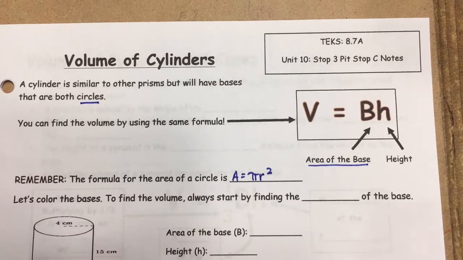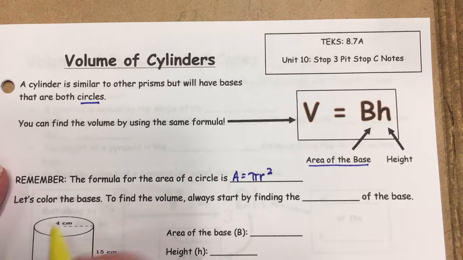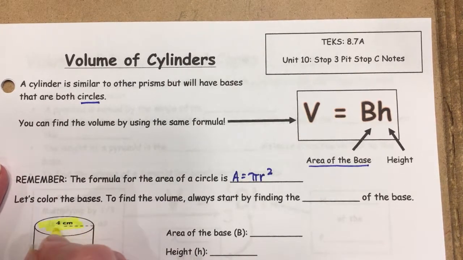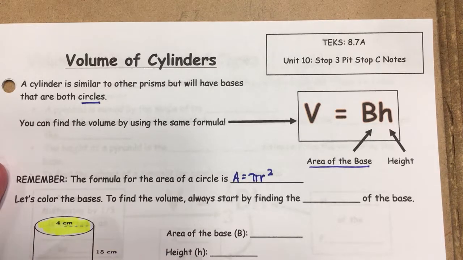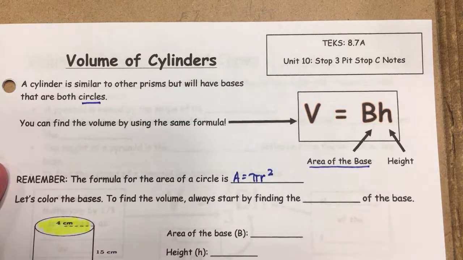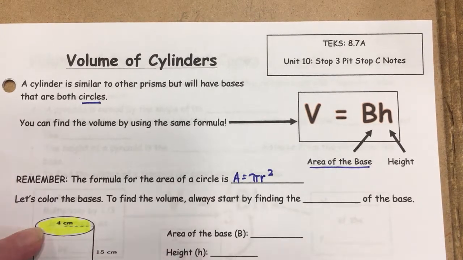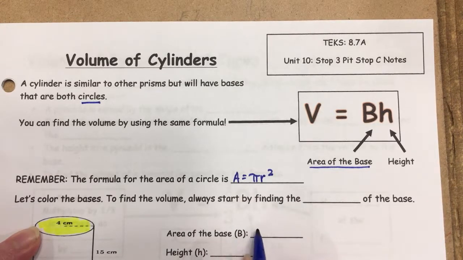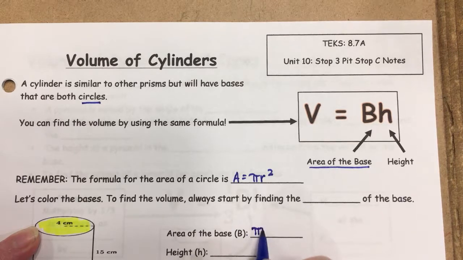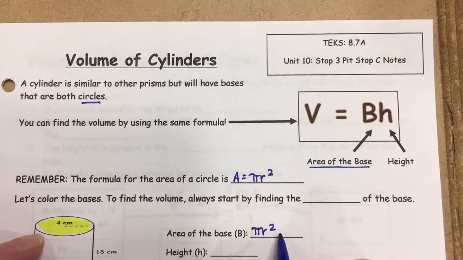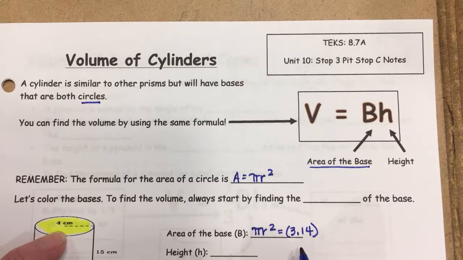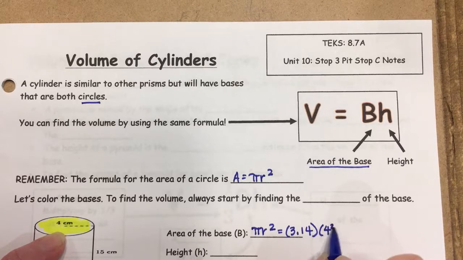So it says let's color the bases. In a cylinder, the bases are always going to be the circular sides, right? So that's going to be your big B. This part right here is always your big B. In this case, I'm going to use pi r squared, since this is a circle, and pi I'm going to use as 3.14 times the radius, which is 4, squared.